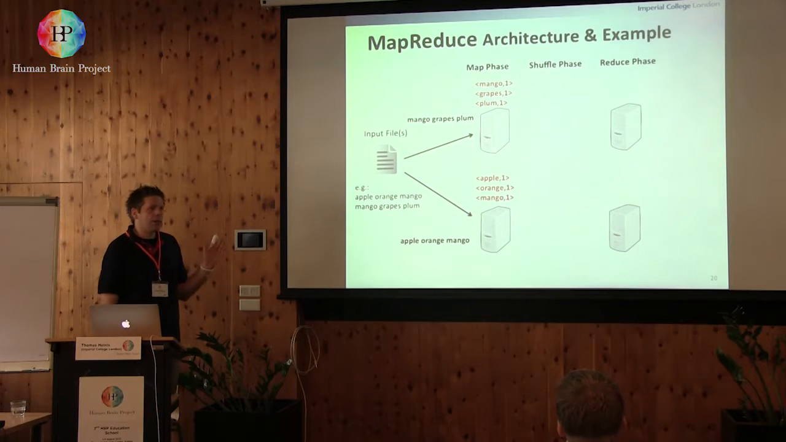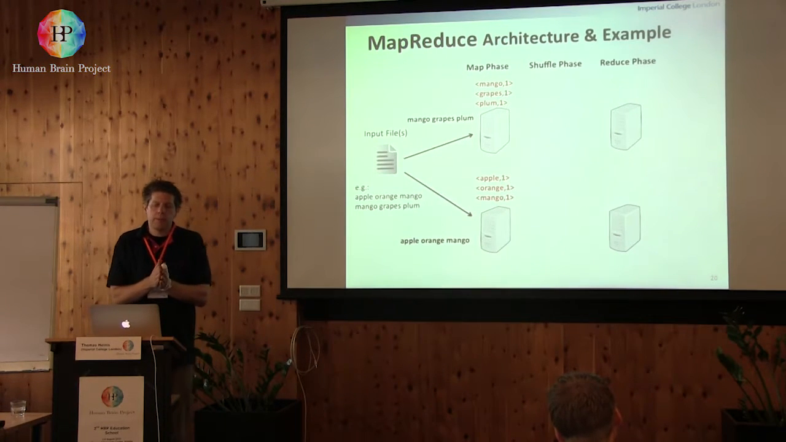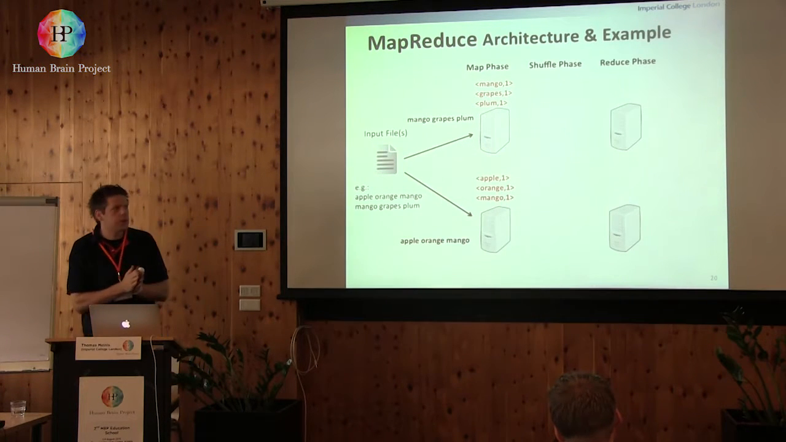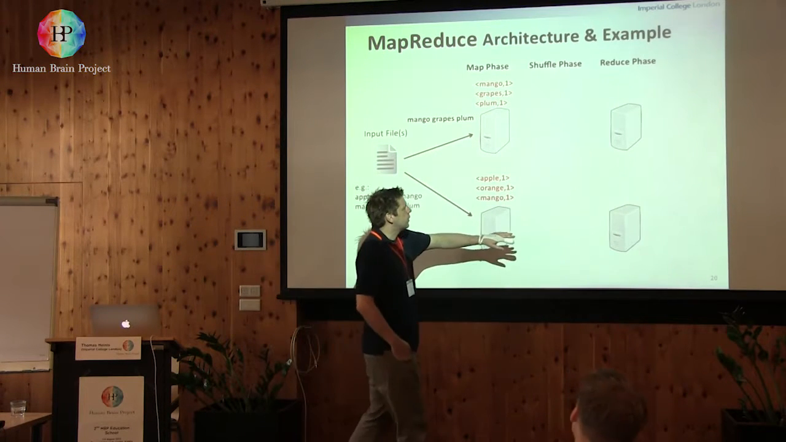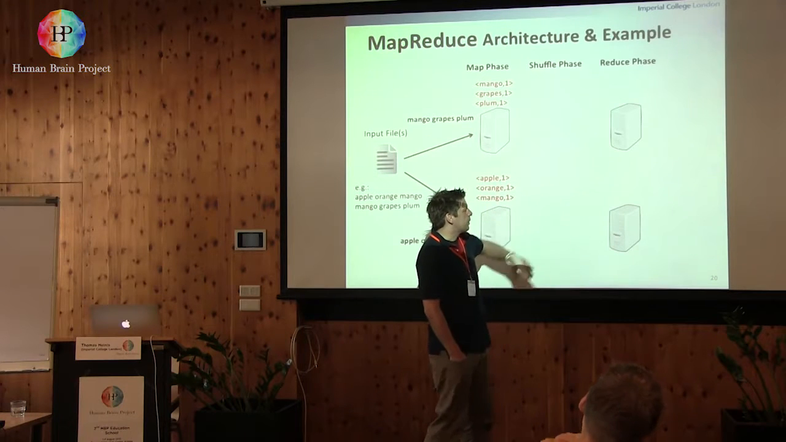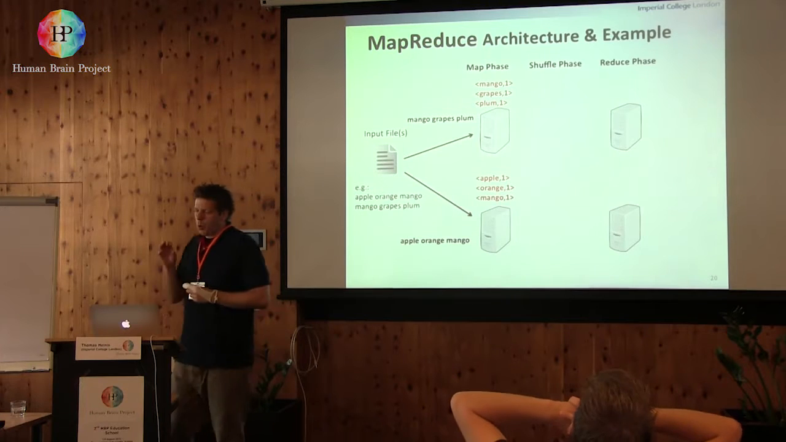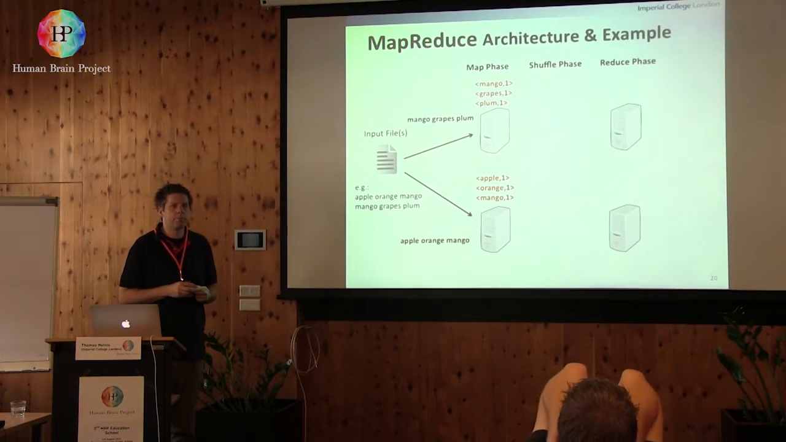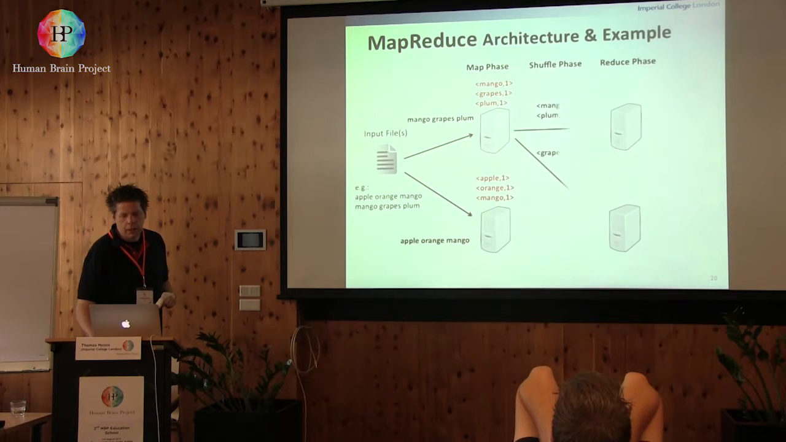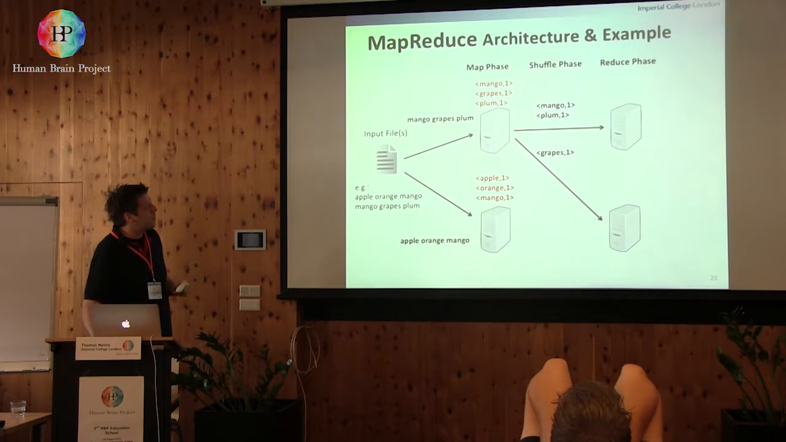So that's the map phase. You just produce this sort of intermediary key value pairs. Then in the shuffle phase, we redistribute the data. We send this to the reducers, and here we also use two reducers, two separate machines. The idea is that we send all the key value pairs with the same key to the same reducer. So, for example, we send mango and plum to the top reducer and grapes to the bottom reducer.